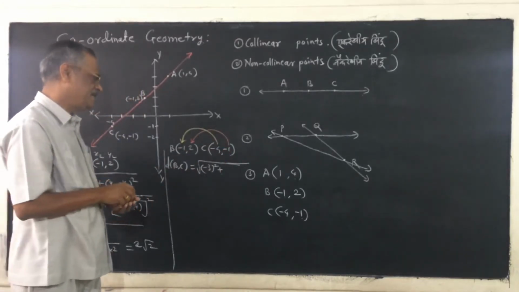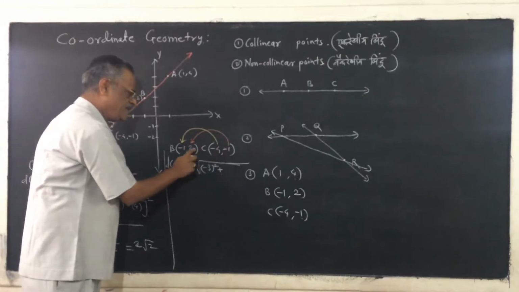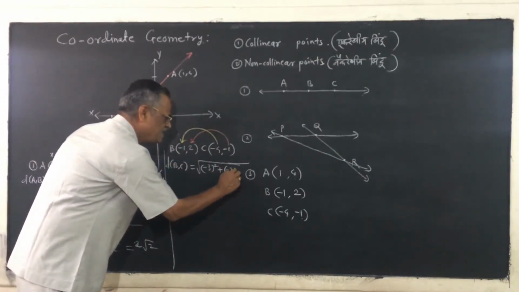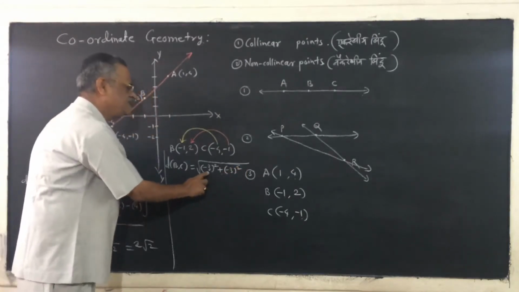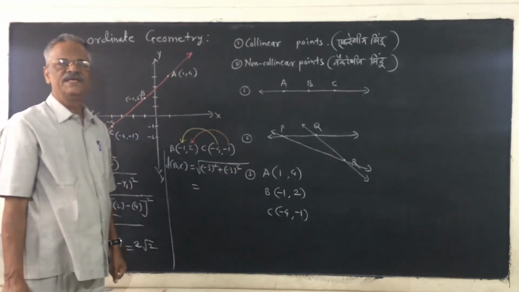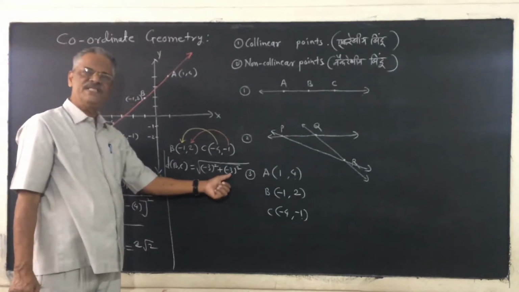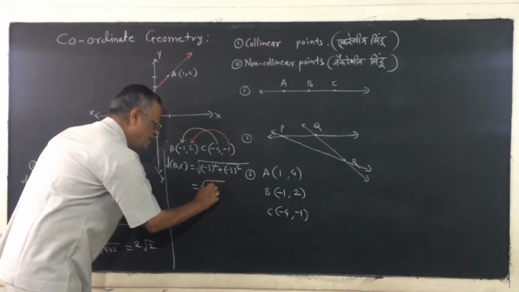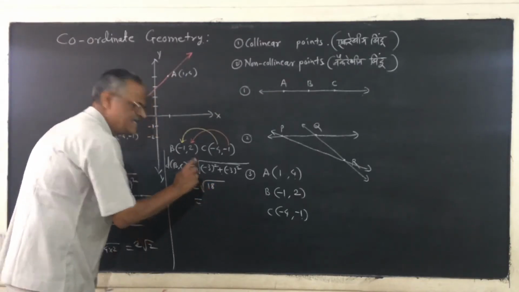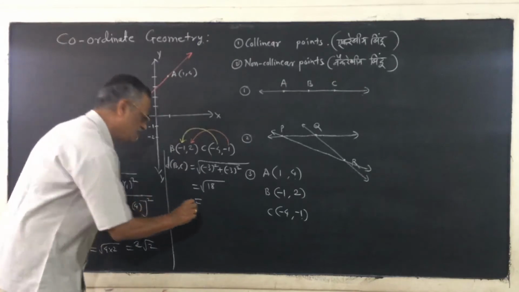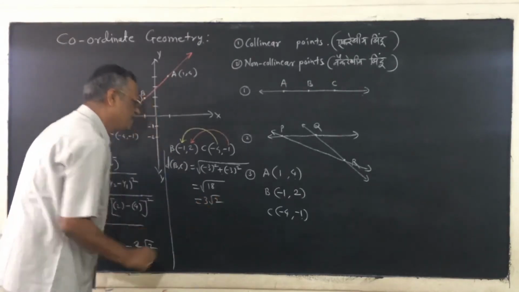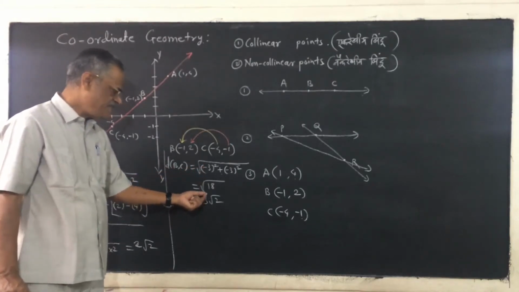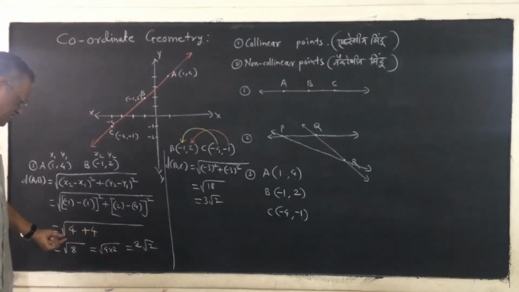What is the number there? You can see that -1 minus 2 is -3, bracket square. It is -3 bracket square. So what is the answer? Square of this number is 9. Square of this number is 9. 9 plus 9, 18. Under root 18. So what is the answer? 9 into 2. So it will be 3 root 2. That is the distance between B and C. Distance between A and B was 2 root 2.